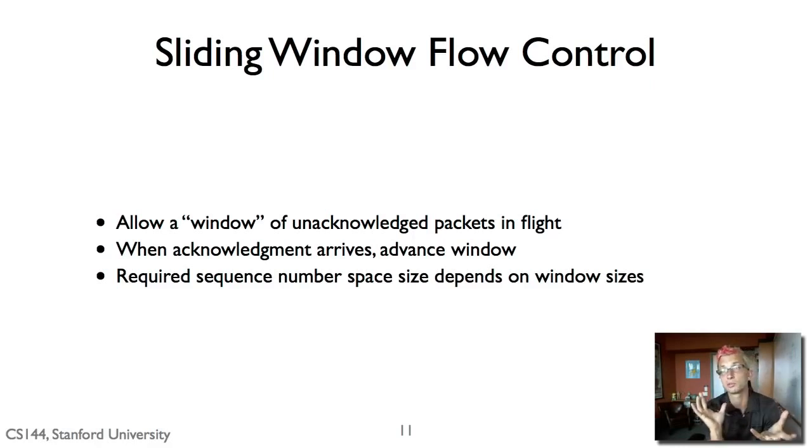And the exact sequence number space you use depends on the window sizes. So it turns out TCP uses a large sequence number space just for ease of use and to really be robust against heavily delayed packets. But if you're implementing your own protocol, you may be able to get away with something a little bit smaller.